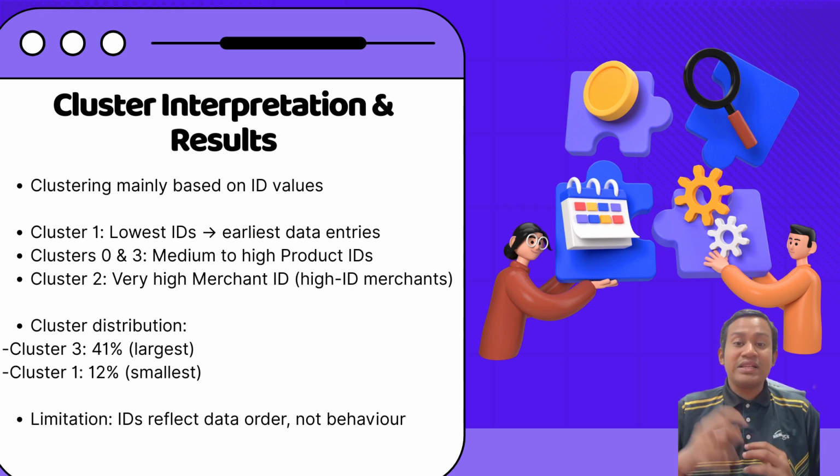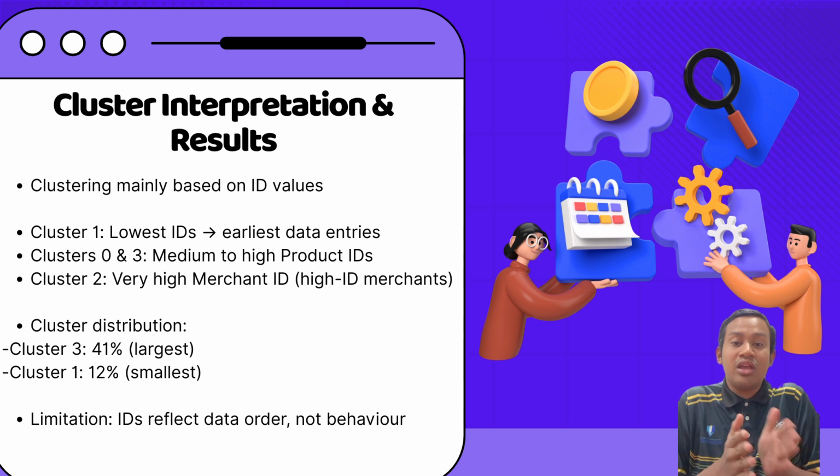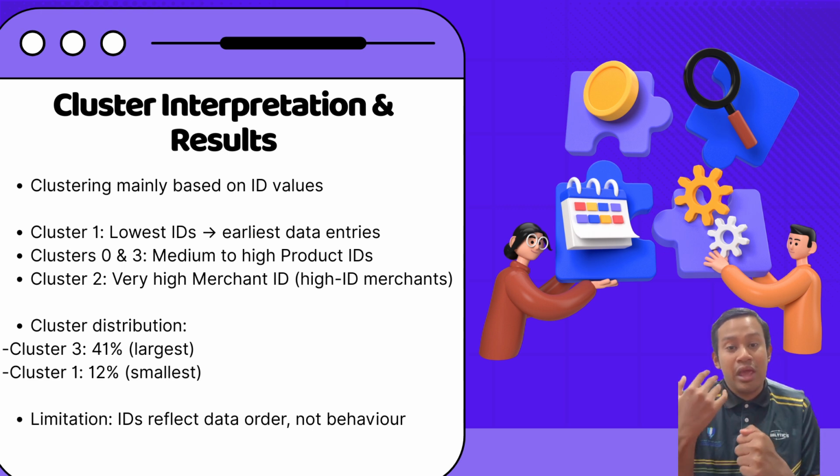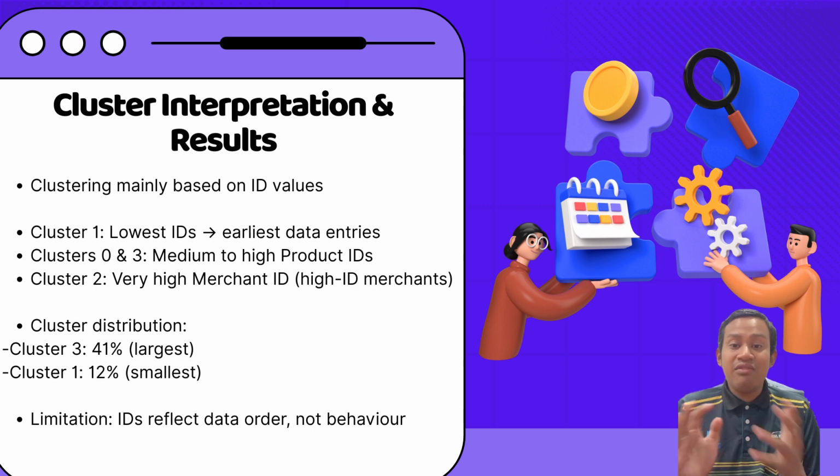Overall, X-means successfully grouped the data into 4 clusters, but since the clustering is based on ID attributes, it slightly reflects data ordering rather than meaningful product behavior.